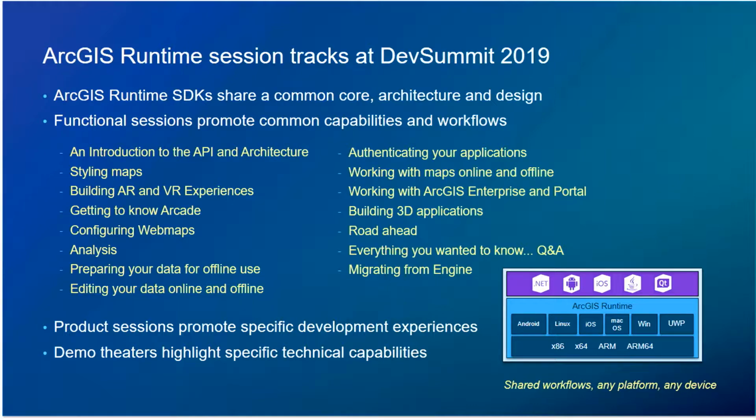So the ArcGIS Runtime SDKs, multiple different SDKs for different platforms, but they all share a common architecture and core design and business logic underneath. And that really mimics the sessions. We've had a number of functional sessions that talk about all the cross-platform capabilities within ArcGIS Runtime. So when people are telling you about the offline capabilities, they apply to all of the different ArcGIS Runtime SDKs that we create. So all of the different APIs that are available all have the same capabilities.